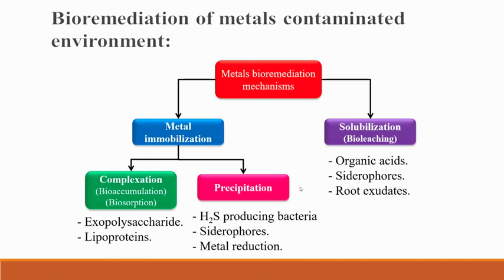Now, under immobilization, there could be complexation and precipitation. Okay, in precipitation, you are converting the metals into inactive forms or into a non-reactive form so that they can precipitate, and for that precipitation, hydrogen sulfide producing bacteria can do that. Okay, there are also exopolysaccharides production that can also help in complexing these metals.